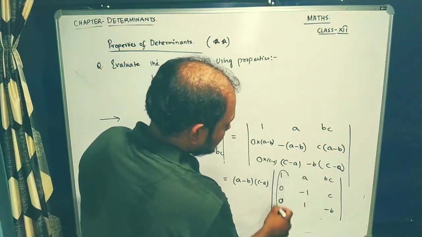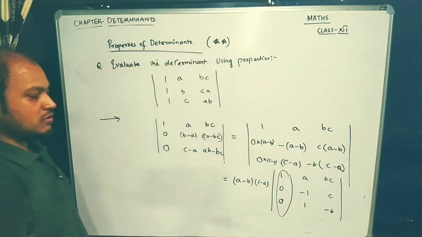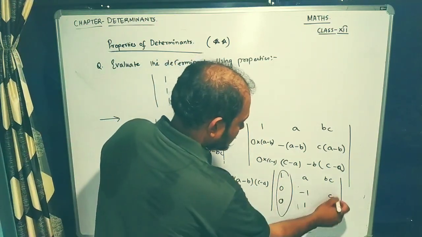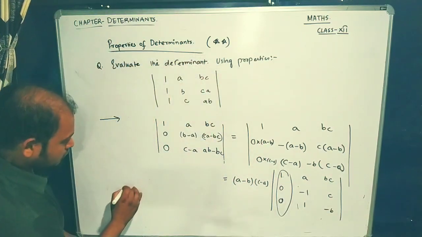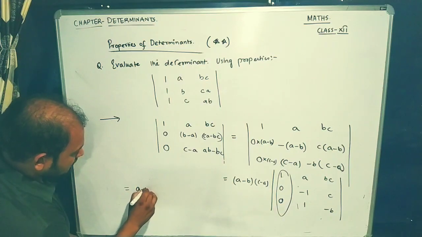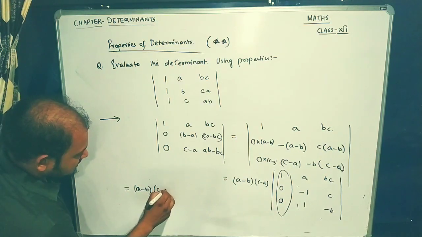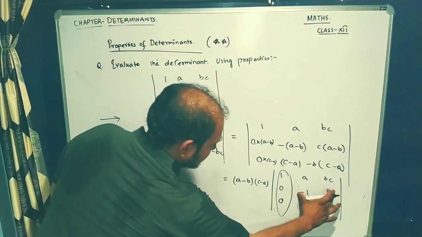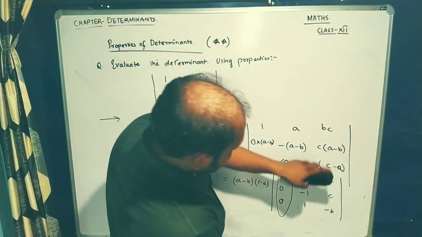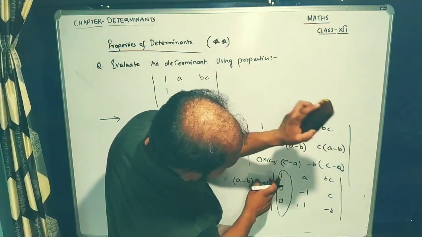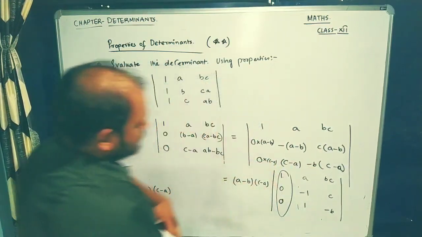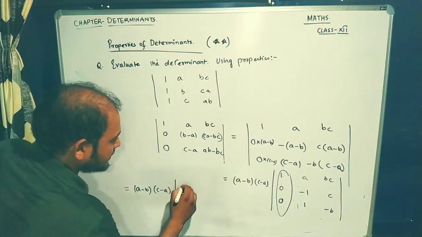In this determinant, you see that this column has 2 zeros. So what will be its determinant? 1 into determinant of these 4 numbers. So this is equal to A minus B into C minus A into 1 into determinant of, if you hide the row and column to which 1 belongs, so 1 belongs to the first row, first column, so hide the first row and first column, you see 4 numbers, right? So place these 4 numbers in determinant here.